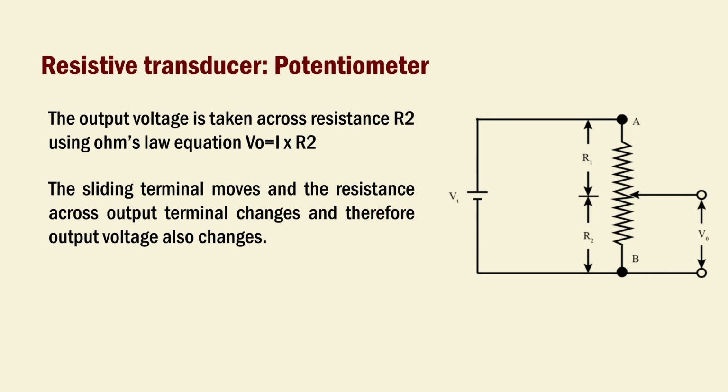You can see in the figure that when the slider of the potentiometer moves toward A, then the value of resistance R2 will be increased and therefore the output voltage also gets increased. If the slider of the potentiometer moves towards B, then the value of resistance R2 will get reduced and so the output voltage. Thus, by measuring the output voltage, we can identify the amount and direction of movement.